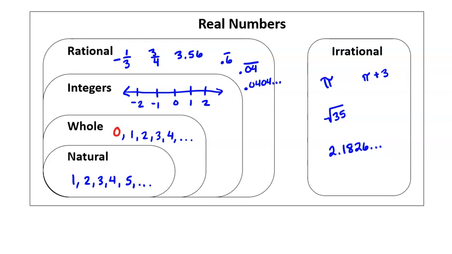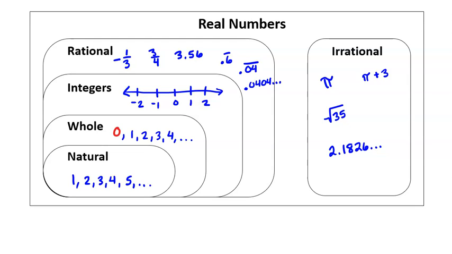So with this, I have 0, 4, 0, 4, dot, dot, dot. I can guess that the pattern is going to continue. Now with this one, there is no pattern, so I can't automatically say that this is going to be a 1826 again. So this is an example of an irrational number.